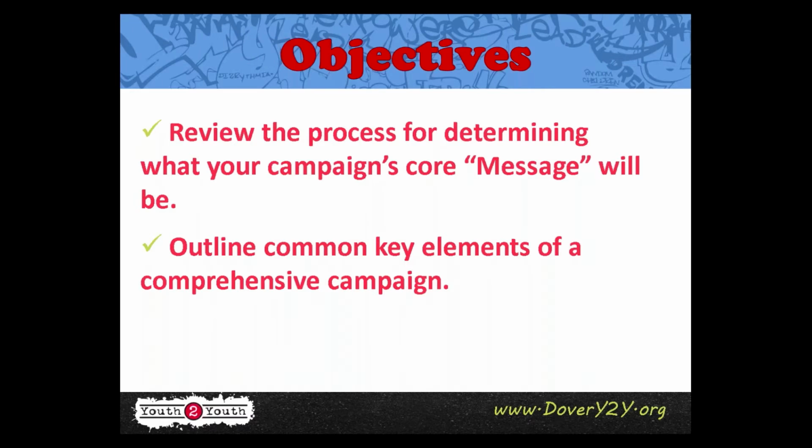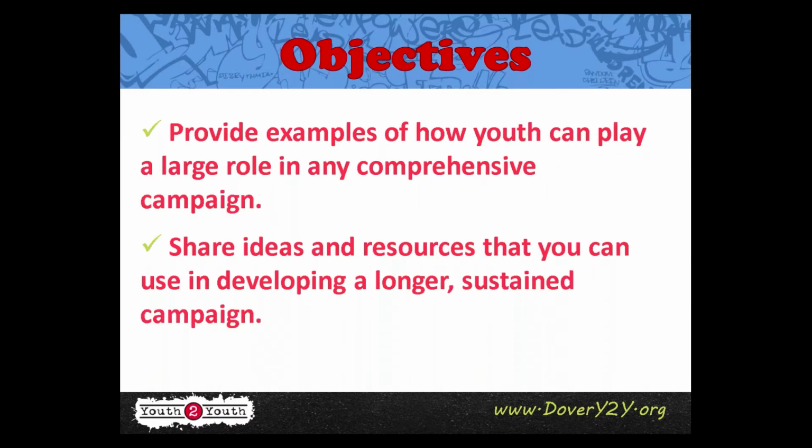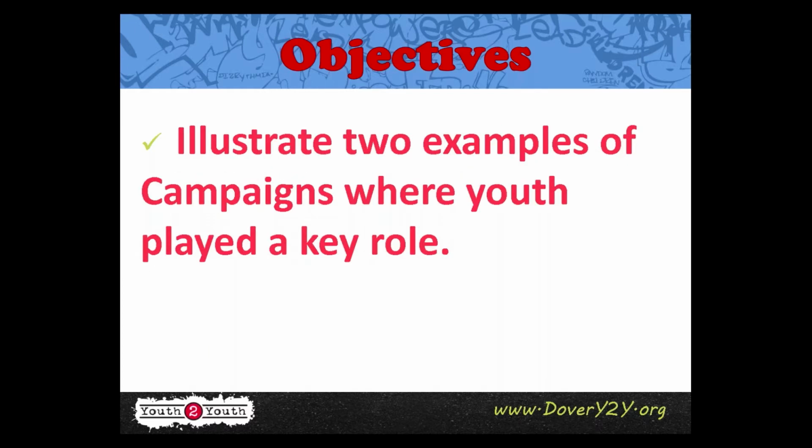Today what we want to do is help you think about developing your message for a campaign and outline the main core elements of a typical campaign. We're going to give you some examples of how youth can play a role in your coalition's or your community's campaign on some issue, and give you some ideas and resources that you could use in developing that. And lastly, we're going to show you some examples of campaigns where youth have played a key role.